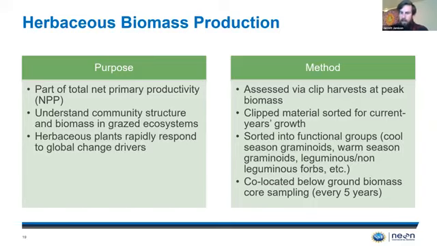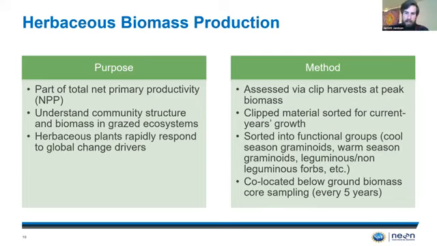So for our method for this protocol, as a standard practice, herbaceous biomass and productivity is assessed via clip harvest during peak biomass. This is followed by sorting clipped material into current year and previous year's growth in order to estimate annual net primary productivity for this plant growth form. Current year growth is sorted by species into additional categories based on plant functional traits, these being cool season versus warm season graminoids, leguminous versus non-leguminous forbs, etc.